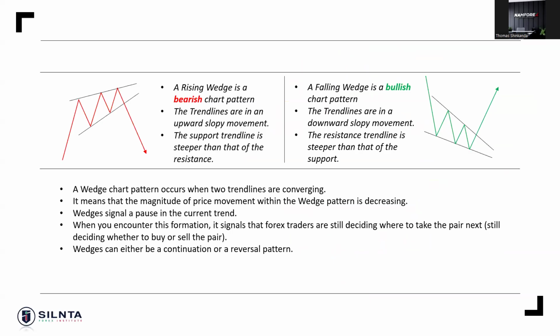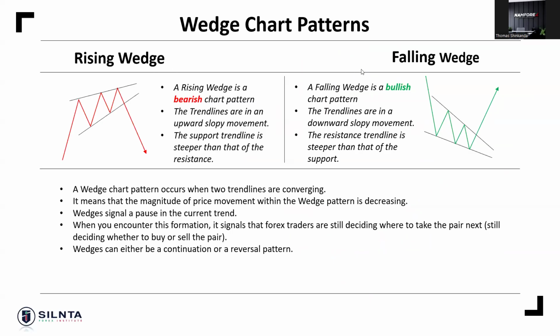So then we have the wedge patterns. That is the rising wedge and falling wedge. These ones, you can simply refer to them as a category of triangles and rectangles. Okay, so you can basically just categorize them as triangles and rectangles, just in summary. So what we have here is what is known as the rising wedge.